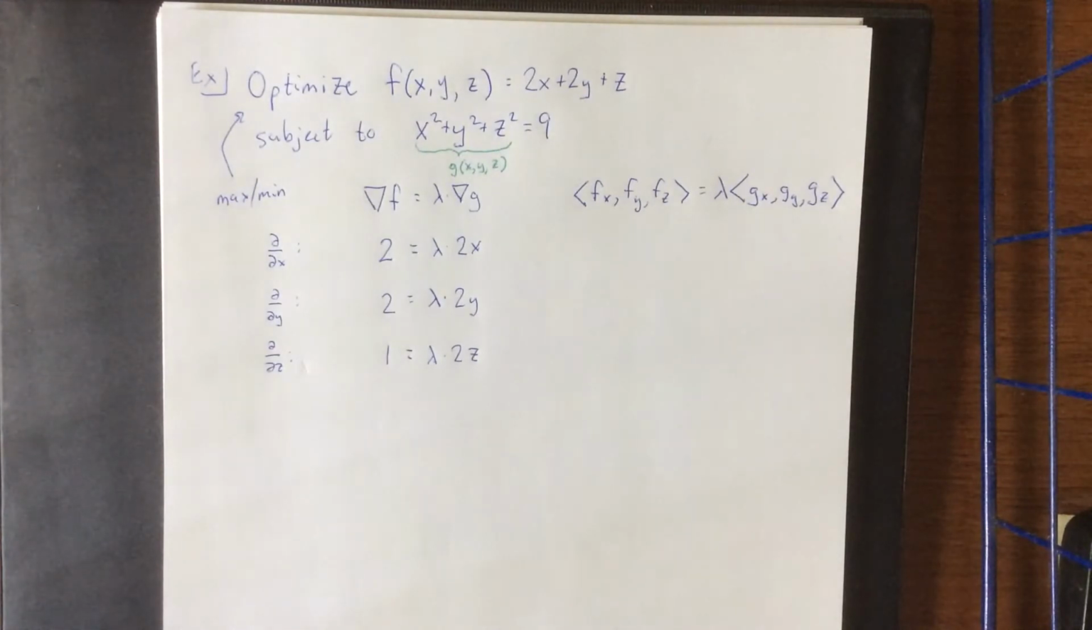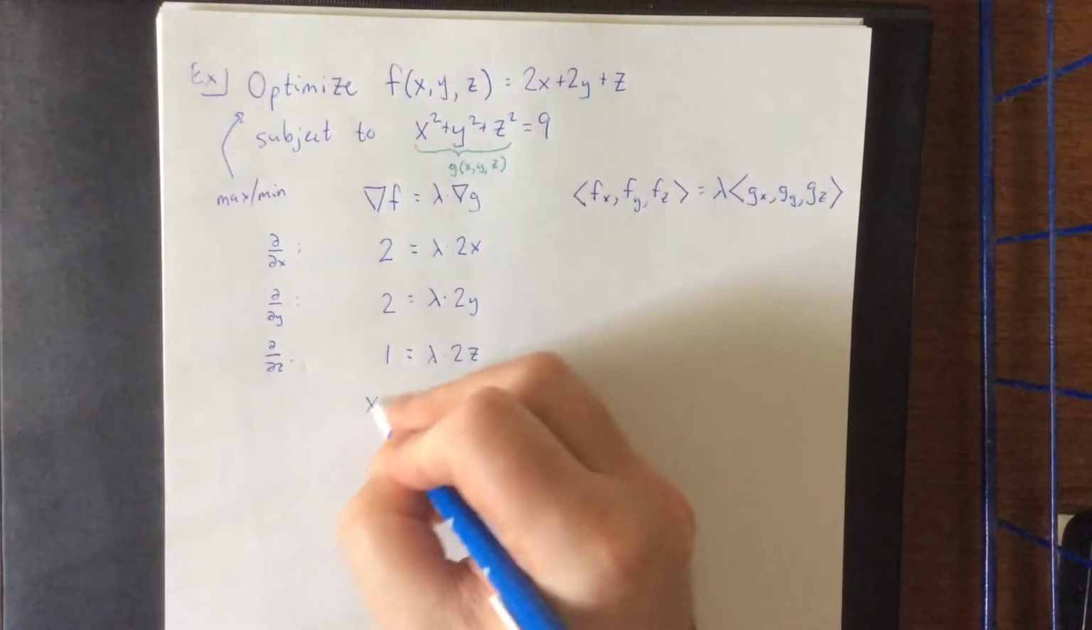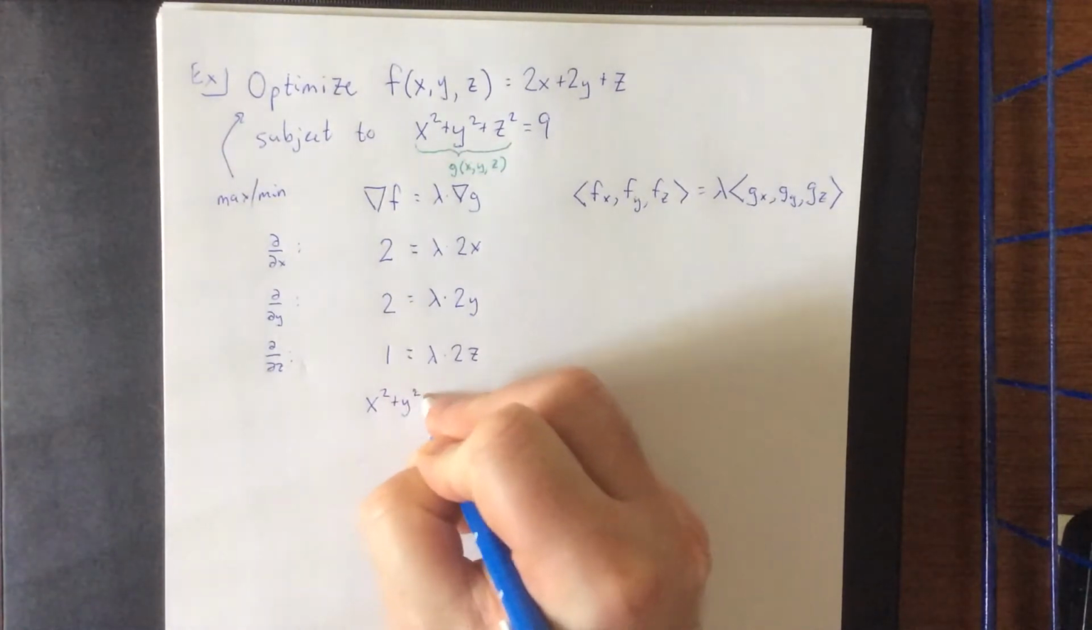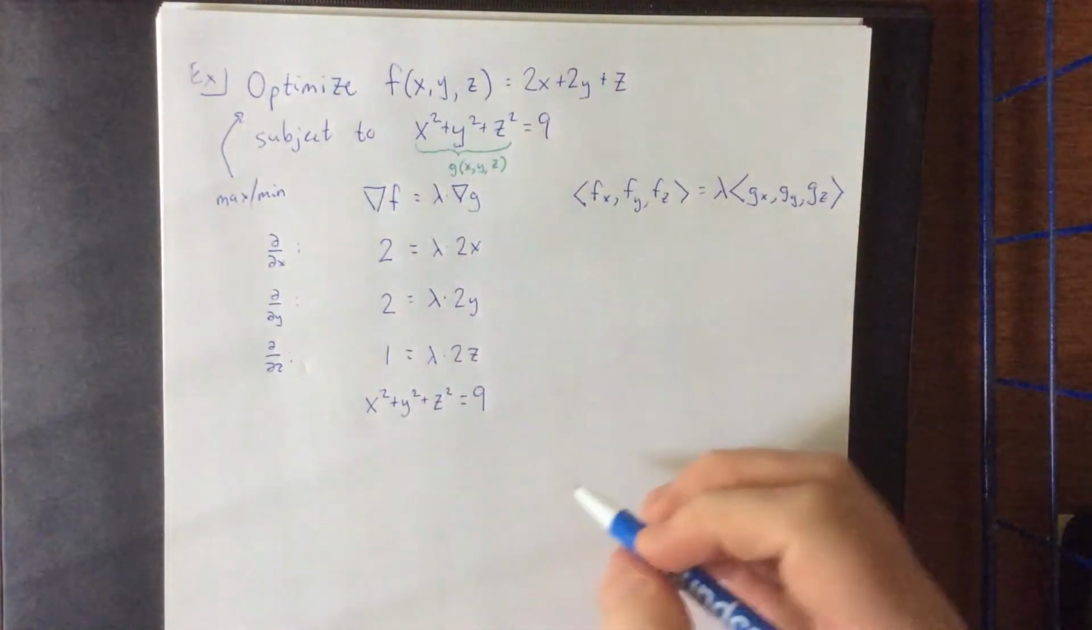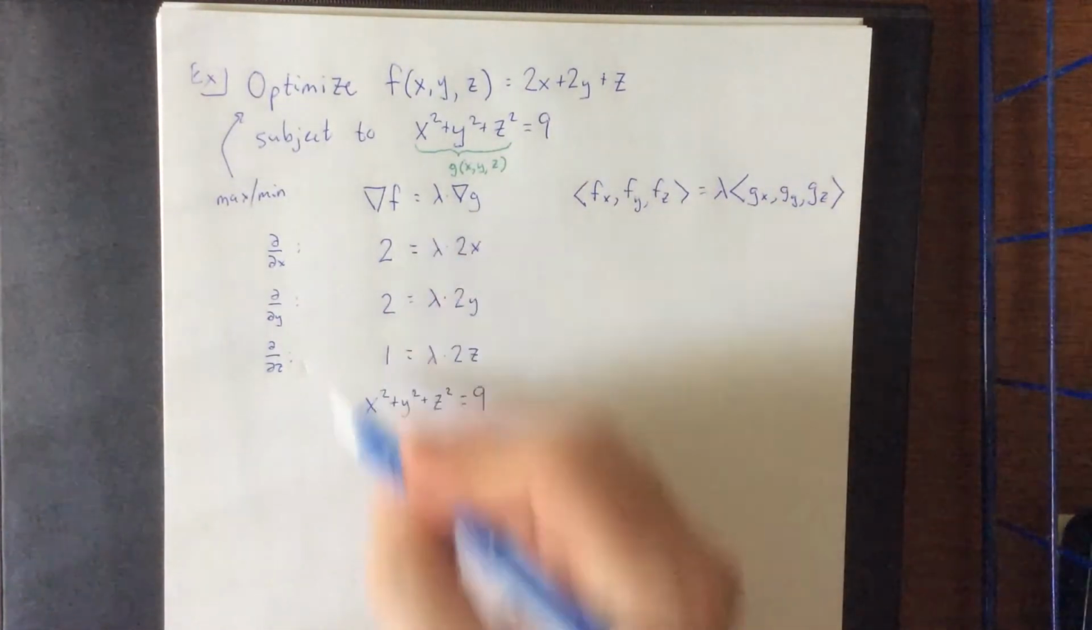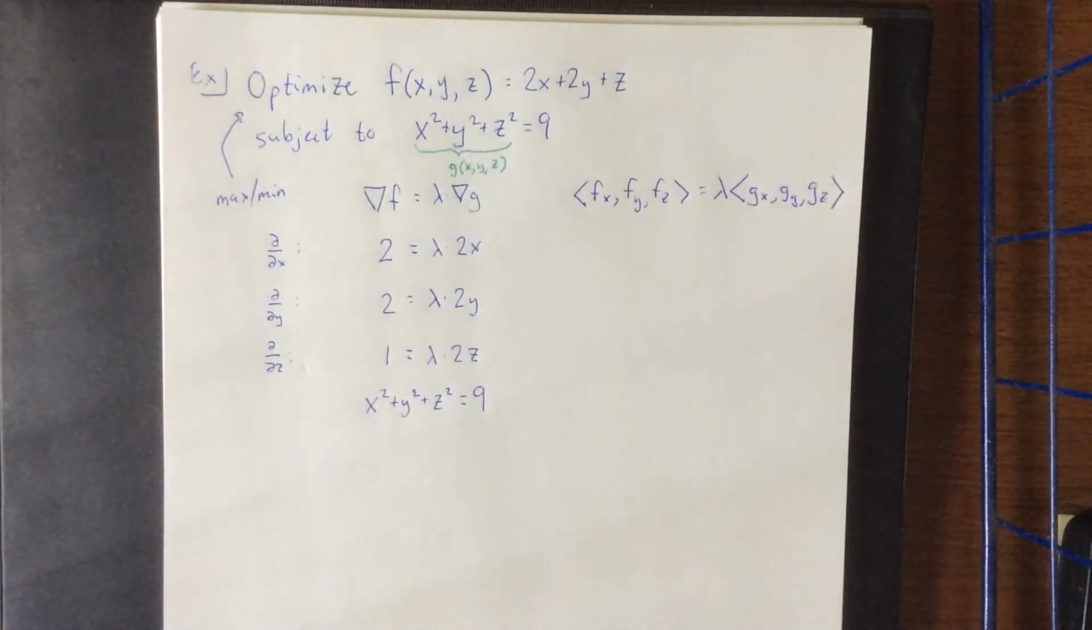Now essentially what we have here is a system of three equations with four variables. The good news is we can toss in this x squared plus y squared plus z squared is equal to 9 to turn this now into a system of four equations with four variables. Now I will state for the record that you should check to see whether or not each of your variables is capable of being equal to 0.